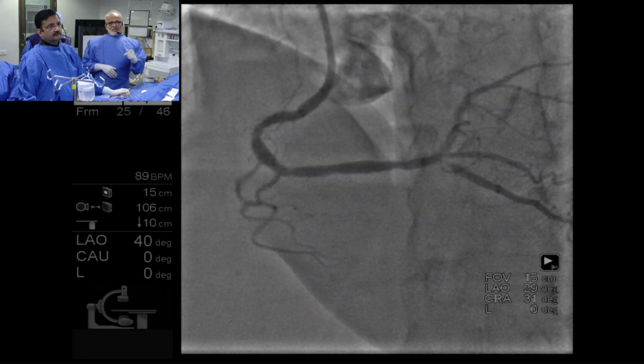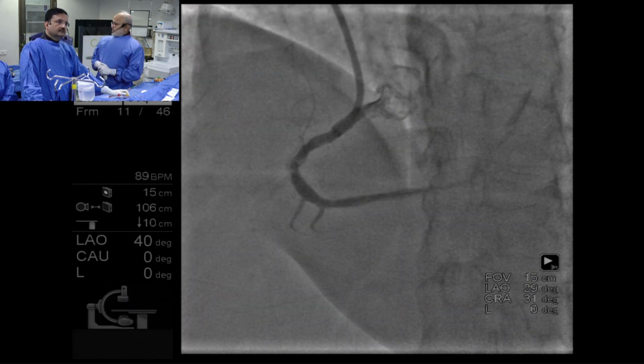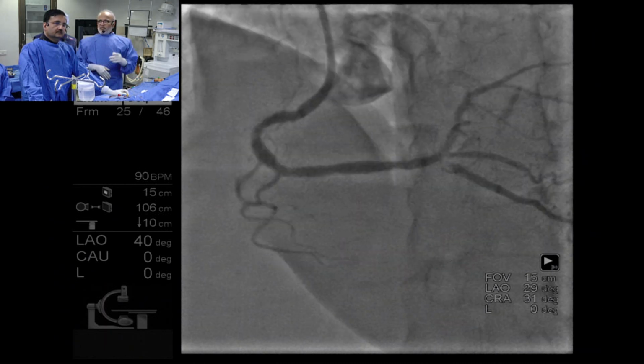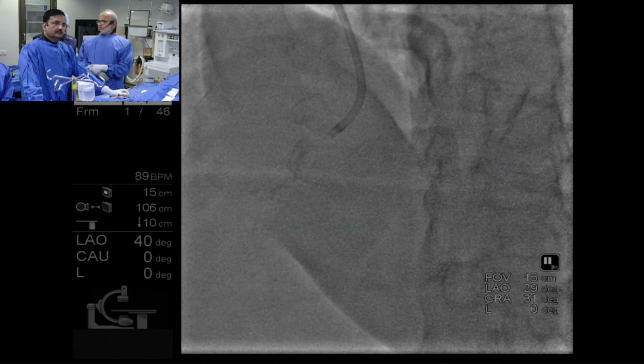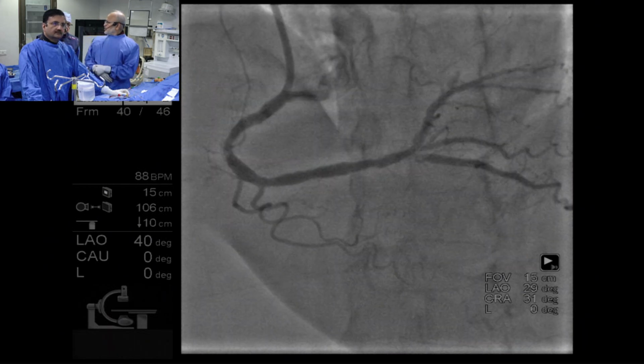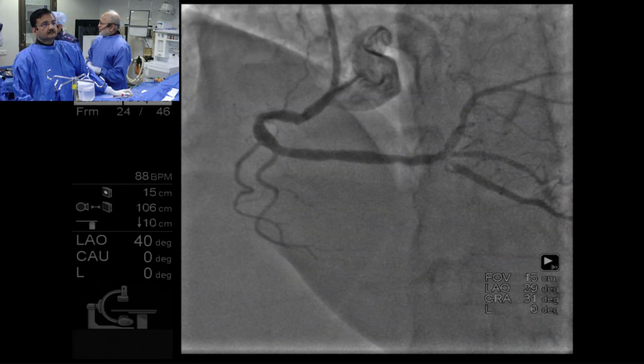Now, what could be the strategy about that bifurcation? Will you go for a full-fledged bifurcation strategy or provisional T or what? We're going to ask the panelists here to comment.